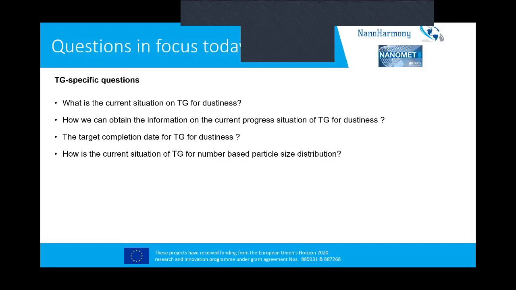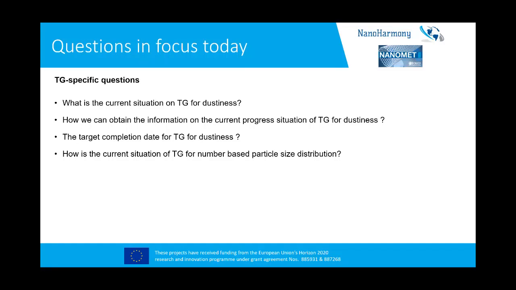That's great, thank you. And that brings us to the next question associated with specific test guidelines, and I think this one is for Mar. How is the current situation of test guidelines for number-based particle size distribution? For the test guidelines on particle size distribution, I think it's quite advanced. What we expect is to have a draft test guideline that can be circulated for a final review at the end of the year. So we hope that it can be approved in April 2020. Then it goes through the usual OECD process for its publication, so we hope that the test guideline is publicly available in June.